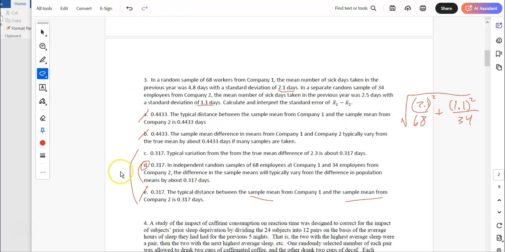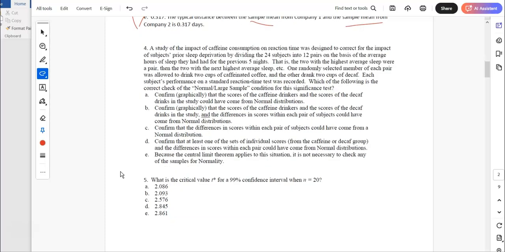That's a tough one. A study of the impact of caffeine consumption on reaction time was designed to correct for the impact of the subject's prior sleep deprivation by dividing 24 subjects into 12 pairs on the basis of average hours of sleep they had the previous 5 nights. That is, the 2 with the highest average sleep were paired. Okay, so they were paired data. So then the 2 with the next highest, etc.